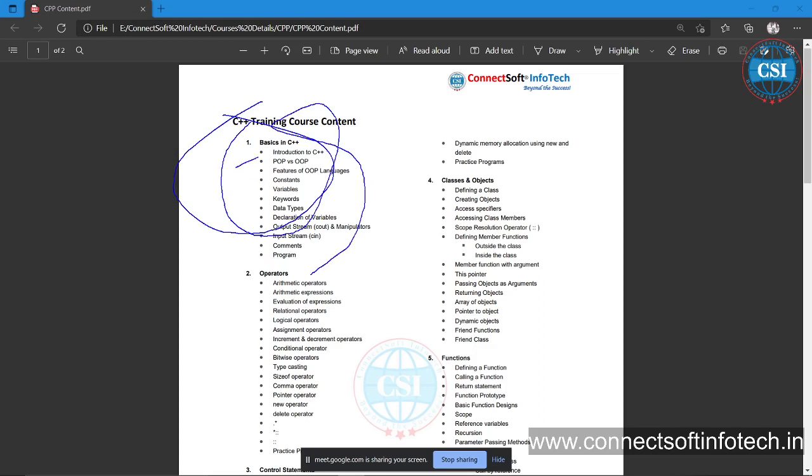In the basics of C++, we are going to learn the introduction, history of C++, what is POP, what is OOP, features of OOPS, then some programming concepts like constant, variable, keywords, data type, variable declaration, structure, comments, what is input stream, cin, what is cout, input output functions. In the second unit we are going to discuss the operators like in C.